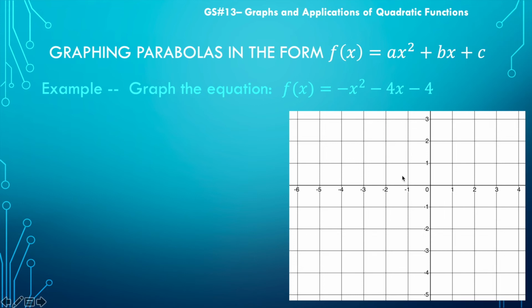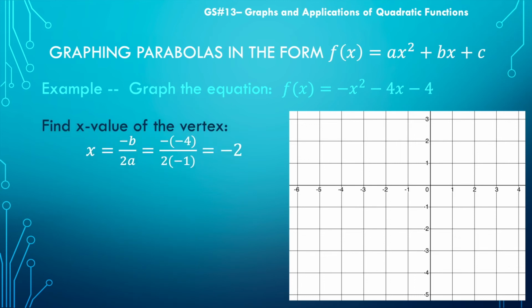So it will be opening down and kind of frowning at you. Remember that the first thing we did was find the coordinates of our vertex. We do that by finding the x of the vertex, which is negative b over 2a. Negative b will be negative 4, which will be a positive 4, over 2 times a, which is negative 1. So I've got a positive 4 over a negative 2, which gives me negative 2.